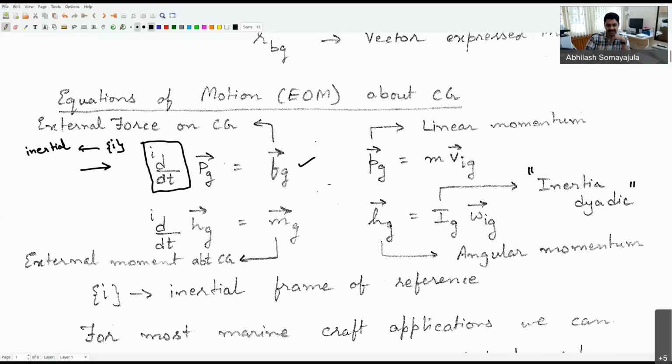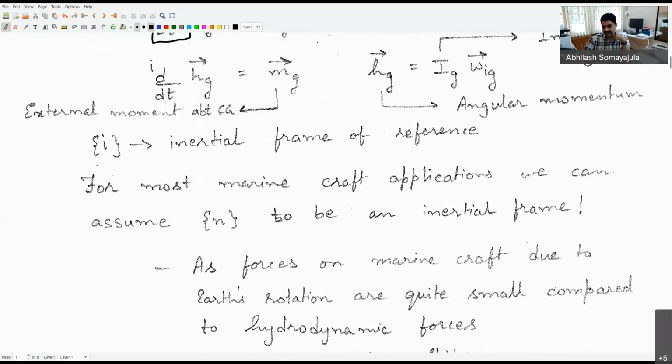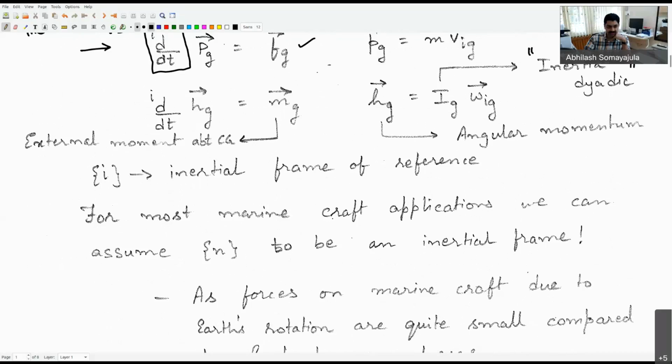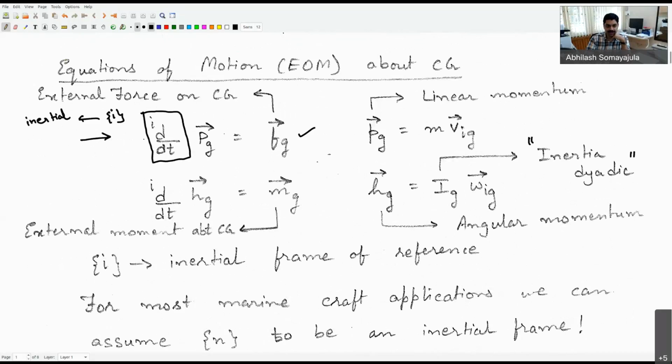Okay, so notice that here I am talking about an inertial frame. So what should be our inertial frame? Should it be N? Should it be E? That might be a question which might pop up. But for most of the marine craft applications that we are interested in, we can assume the NED frame to be an inertial frame. In which case, we will just change this subscript I to N when denoting these applications of Newton's law in the NED frame.